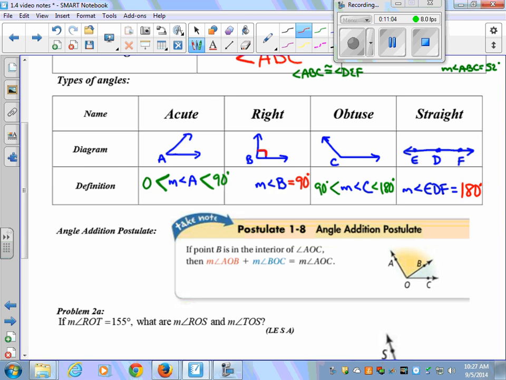Straight angle. Notice the vertex of this angle is point D. So this is an angle that opens up all the way wide to be 180 degrees.